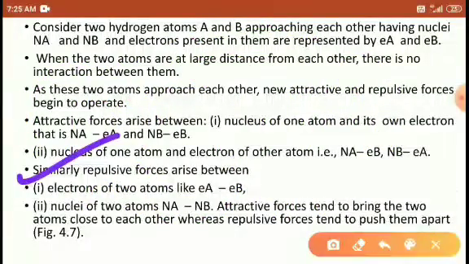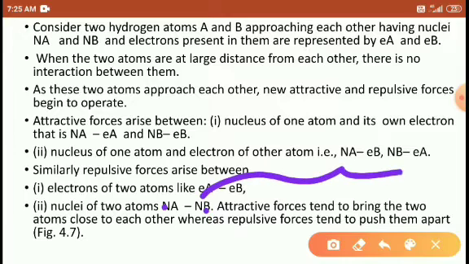Similarly, there are repulsive forces between Ea and Eb, and between the nuclei Na and Nb. The attractive force tends to bring the two atoms close to each other, whereas the repulsive force tends to push them apart from each other.